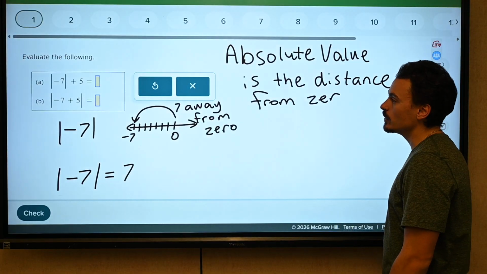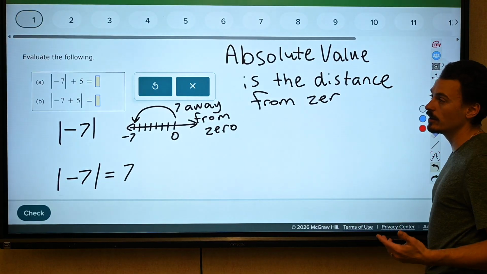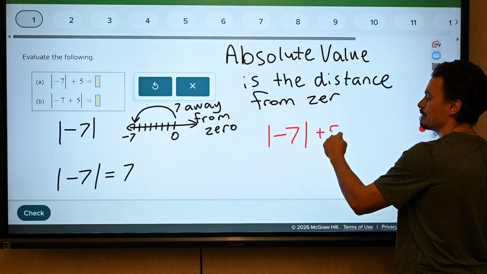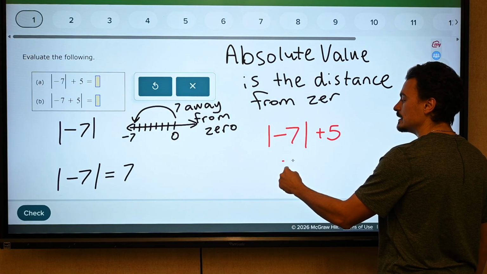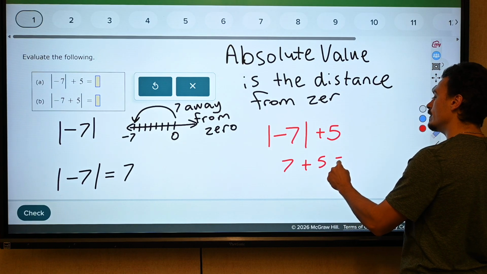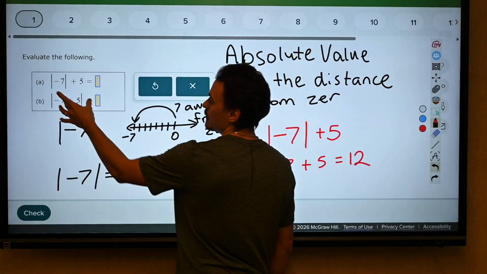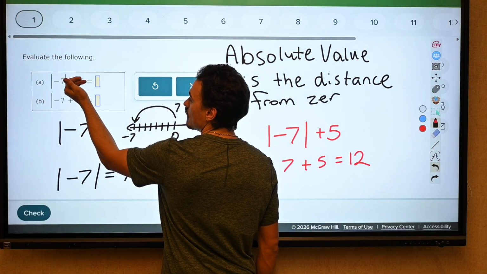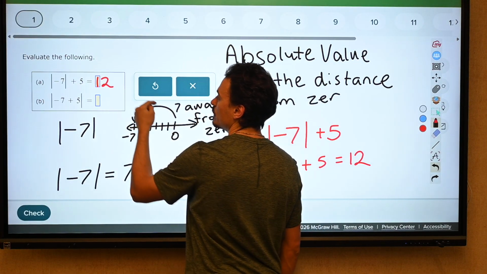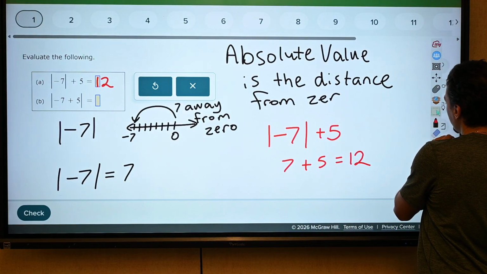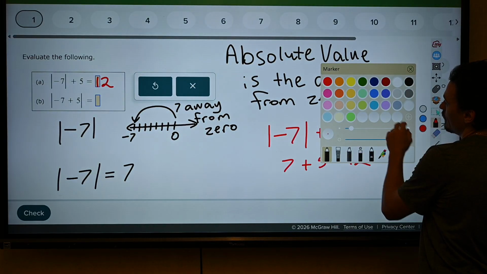Okay? So on these questions right here, I'll start this in red. I have the absolute value of -7, but then I'm adding 5 to that. The absolute value of -7 is 7, and 7 plus 5 is 12. So for the top part of this, you do the absolute value first, then add the 5, and you get 12.